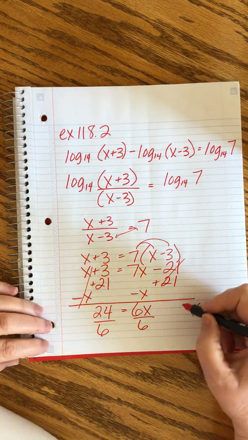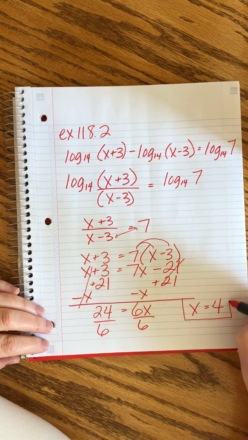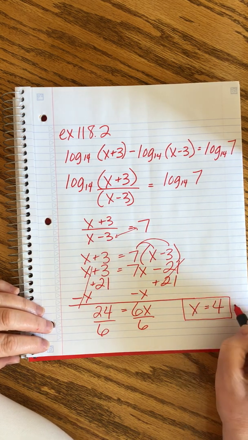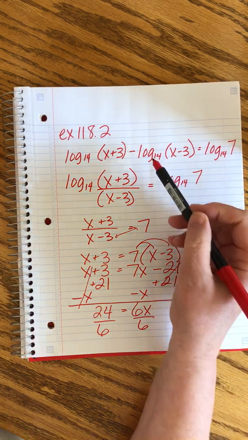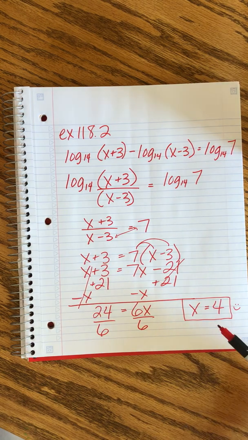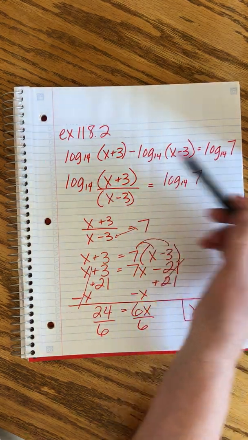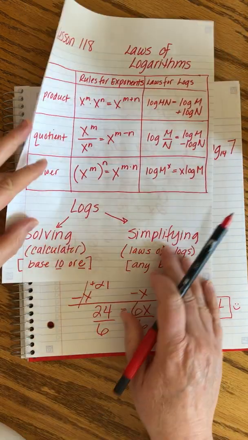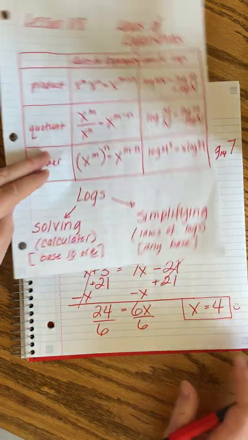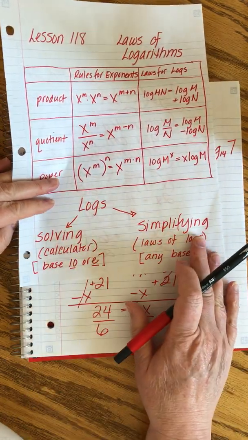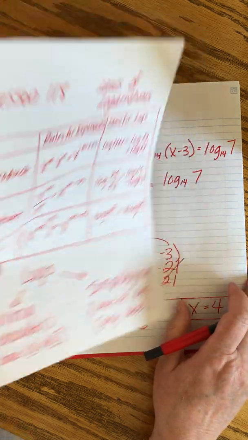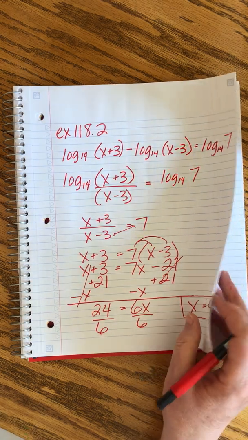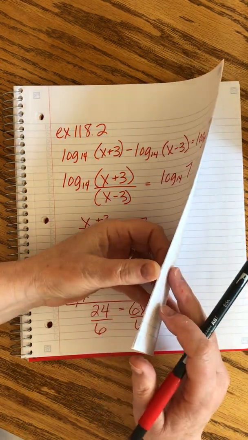That's the right answer. Now, again, let me say, it's true, we solved, but we didn't solve the log, we just solved for an unknown in a log equation. So that's why we're still on this side of the chart, and that's why we're relying on the law of logs and not worrying about the bases.